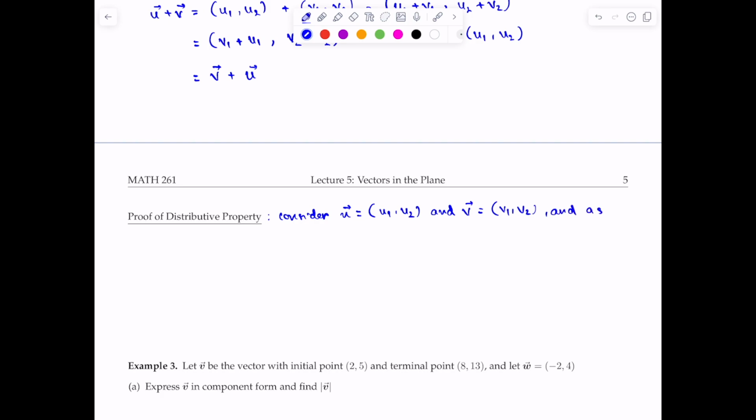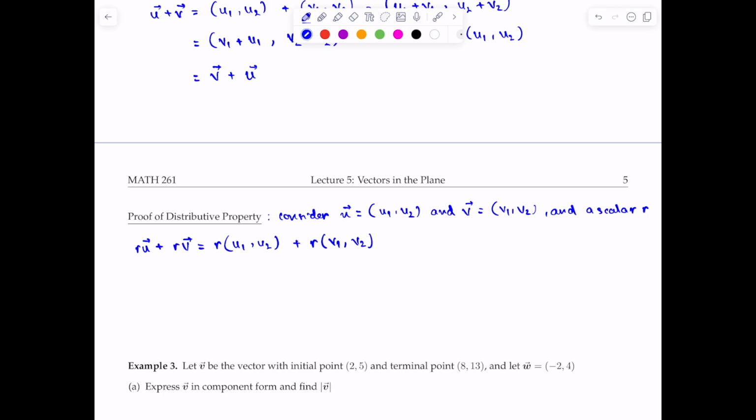And a scalar r. Then you have r times u plus r times v, given that u is equal to u1, u2, and v is equal to v1, v2. So r times u is the scalar multiplication, and r times v is also a scalar multiplication, and they are written in the component form.